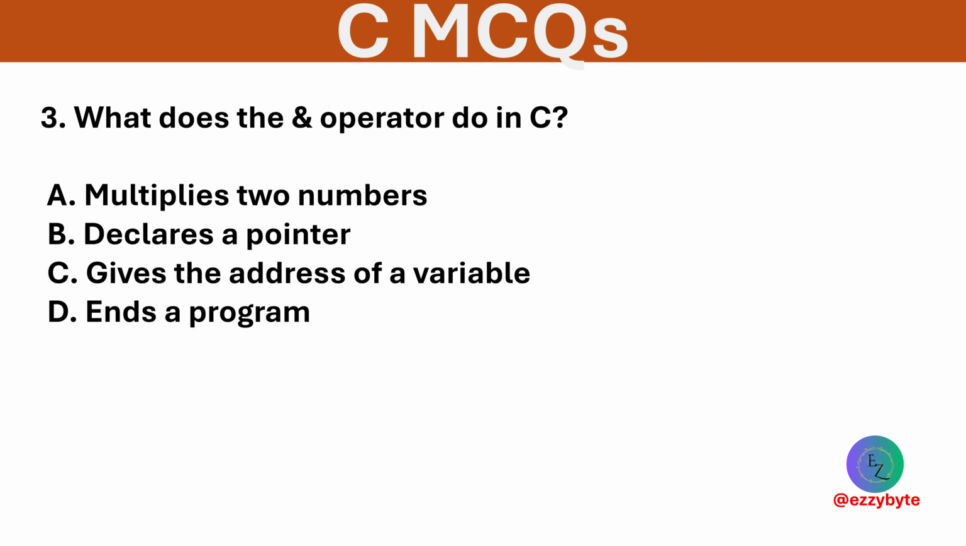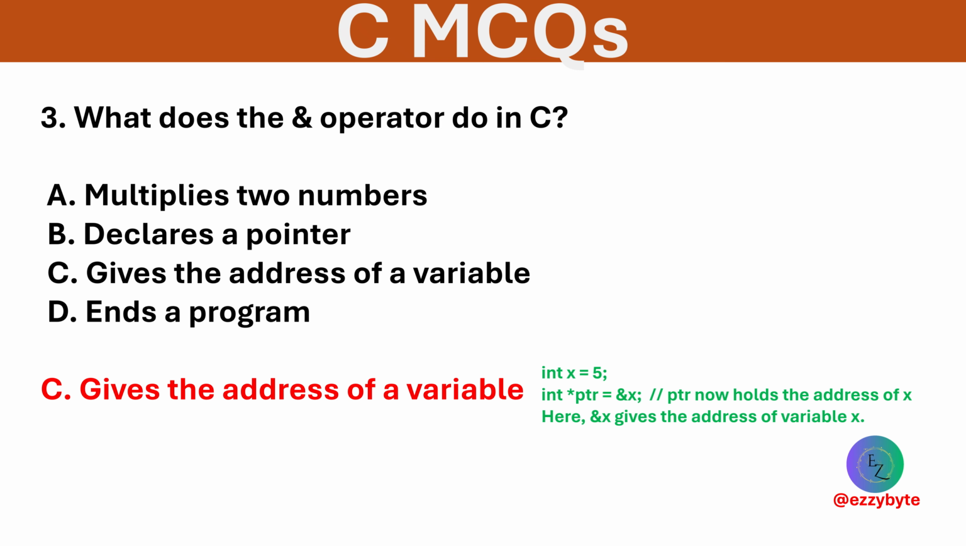What does the ampersand operator do in C? Options are multiplies two numbers, declares a pointer, gives the address of a variable, and ends a program. Option C is correct. Ampersand returns the memory address of a variable.